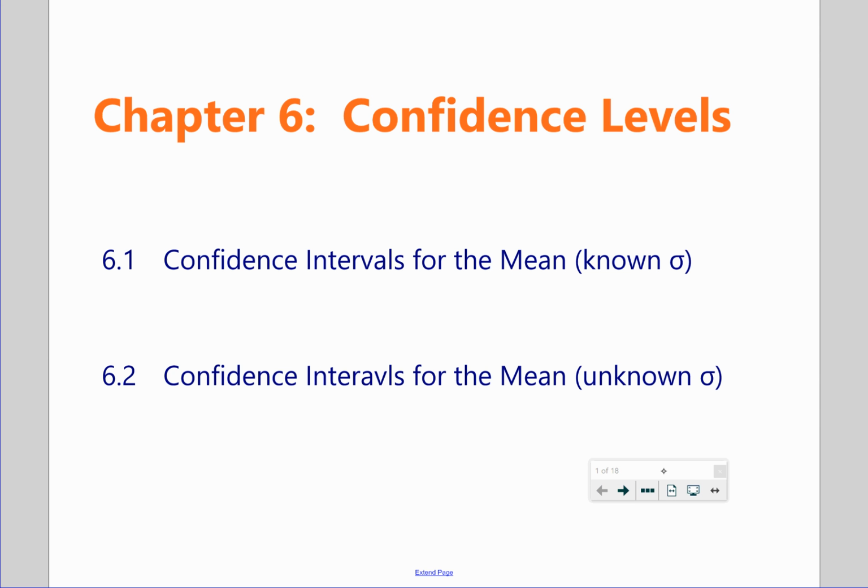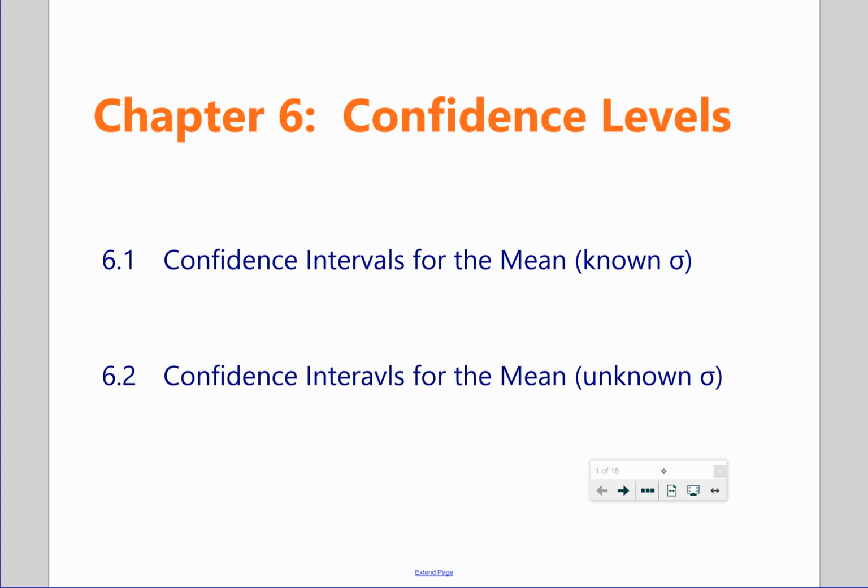All right. Chapter 6, we're going to do half of 6-1 today. Well, I would say like 75% of it today. We'll do a little bit tomorrow. It's over what we call confidence levels. Confidence levels will help us look at a set of data and figure out what the population parameter is.